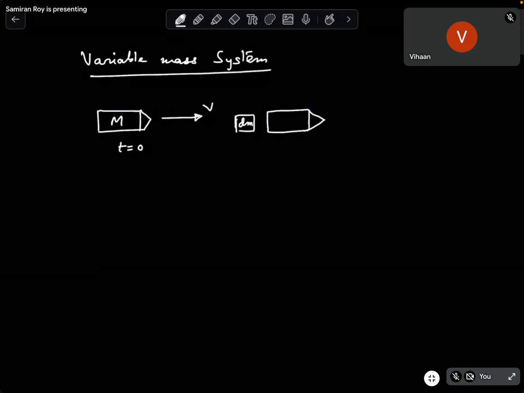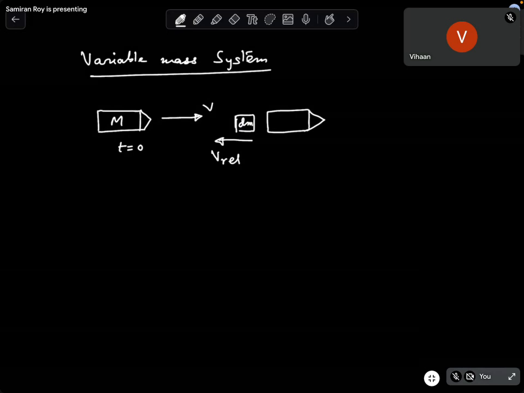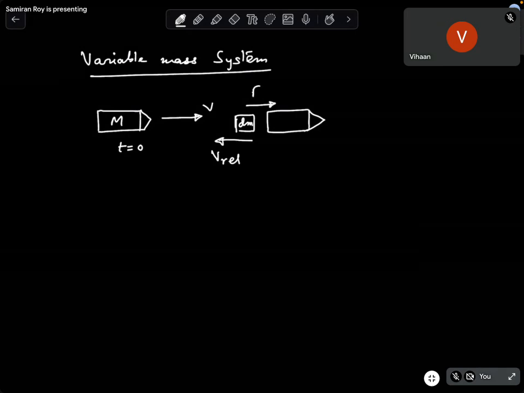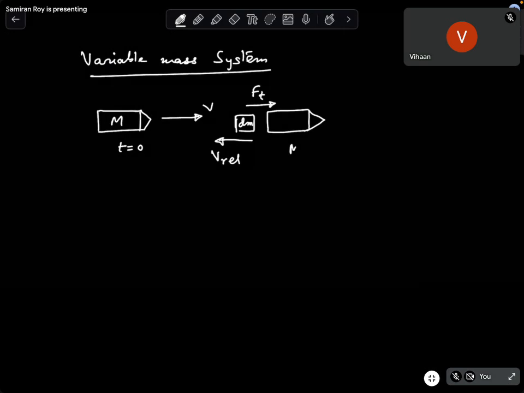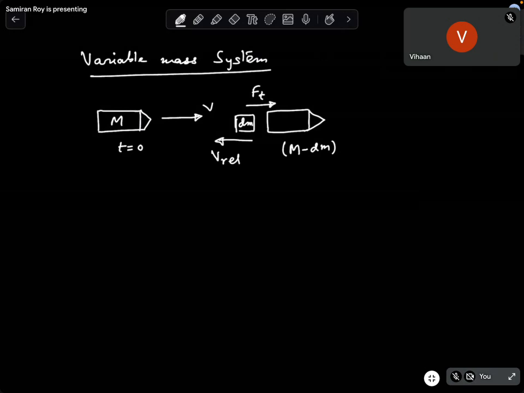dm mass is released, which is moving with a velocity v relative with respect to the rocket. It is ejecting gas with v relative. So what will happen if I eject gas with v relative? There will be a thrust force, F thrust, correct? And the mass of the rocket will now be M minus dm. Clear? M minus dm.